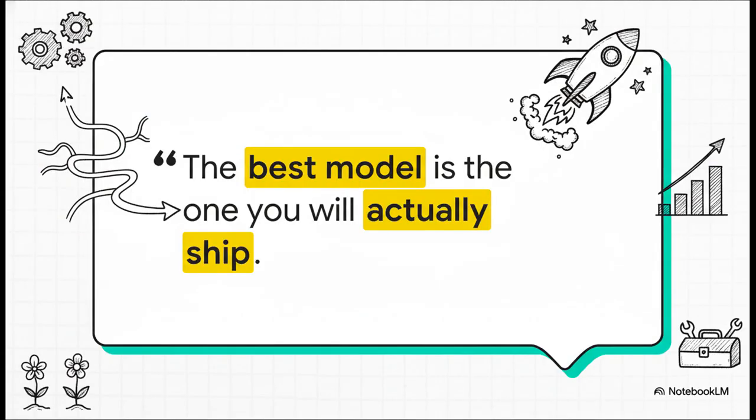Which brings us to what might be the single most important piece of advice in this entire explainer. It is so easy to get obsessed with finding the absolute biggest, smartest, most powerful model out there. But at the end of the day, the best model isn't the one on the leaderboard. The best model is the one you actually get out the door and into the hands of your users. Start simple, move fast, and don't let perfect be the enemy of good.